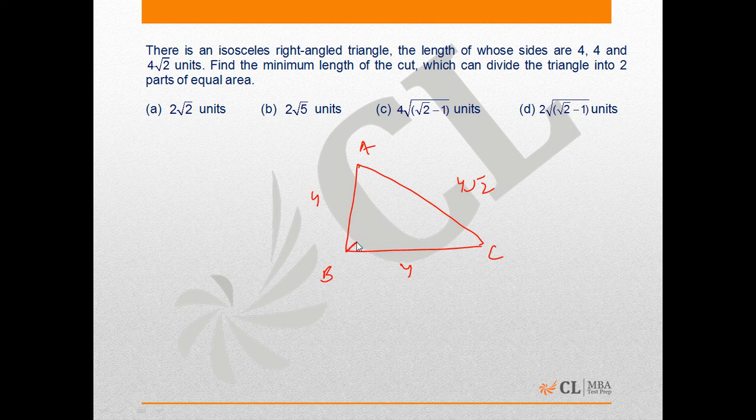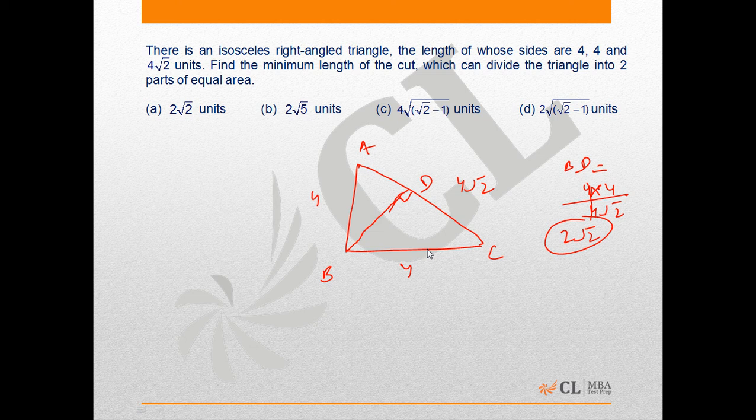By simple observation, if we drop a perpendicular from B to side AC, it will divide the triangle into equal parts of equal area, and the length of BD will be 4 into 4 upon 4 root 2, which is 2 root 2, and this is the length of the maximum cut that can divide the triangle into two equal parts, which means our answer should be less than 2 root 2.